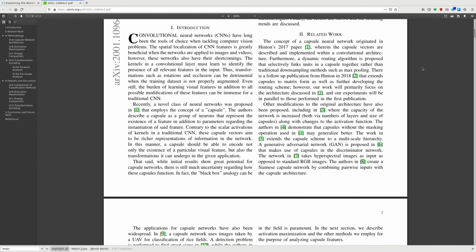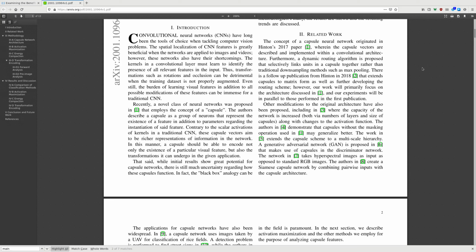So I will skim through the related work. The concept of capsule network originated in Hinton's paper 2017, when the capsule networks are described as implemented with the convolutional architecture. Furthermore, a dynamic routing algorithm is proposed that selectively links units in the capsule together rather than traditional downsampling methods such as max pooling.